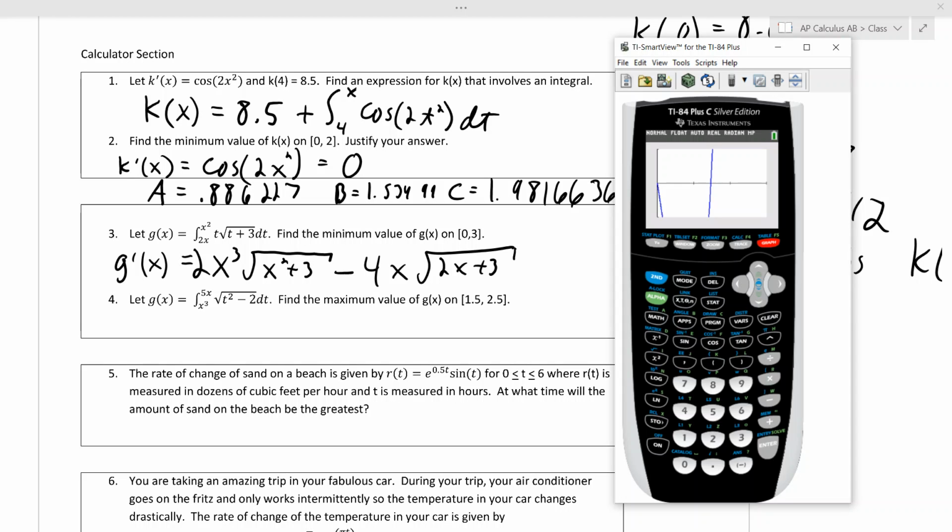Okay, it's done working. So there's only one critical value, and it's right there around 1.5-ish. So we've got to find it. Second, trace, zero, which is 2. It's between 1 and 2. Enter. And it's around 1.5, so we'll guess 1.5. And it is 1.465. We're going to store that.